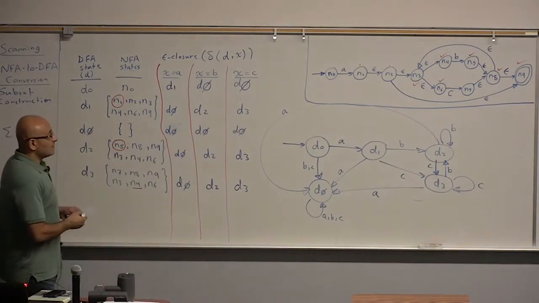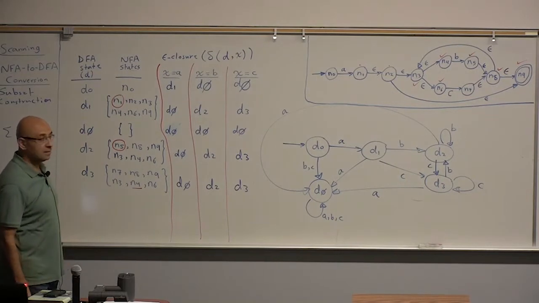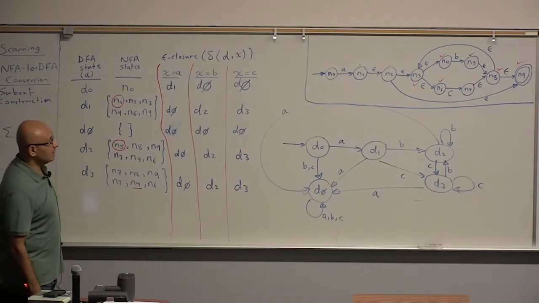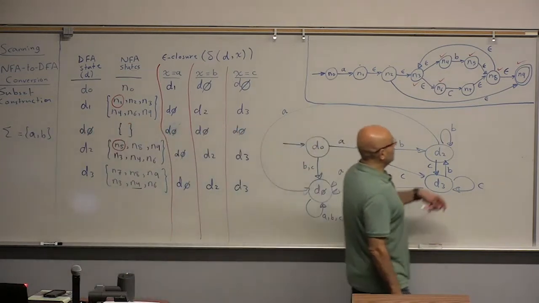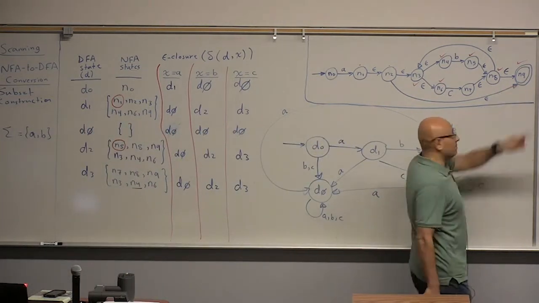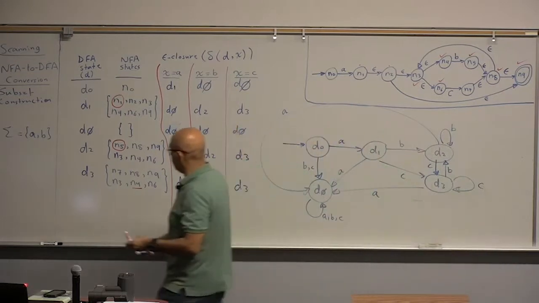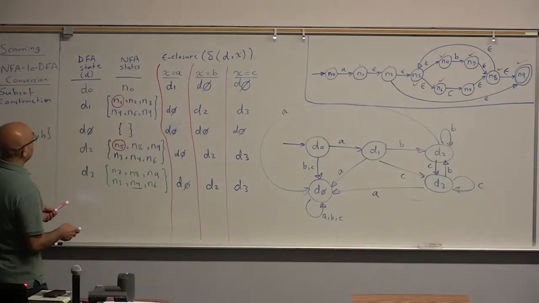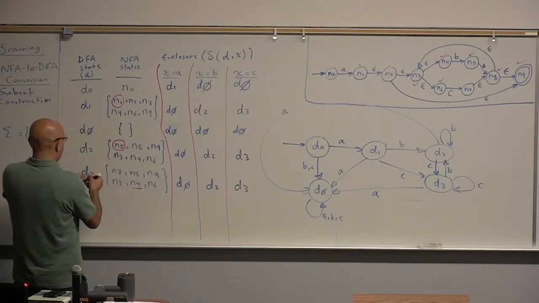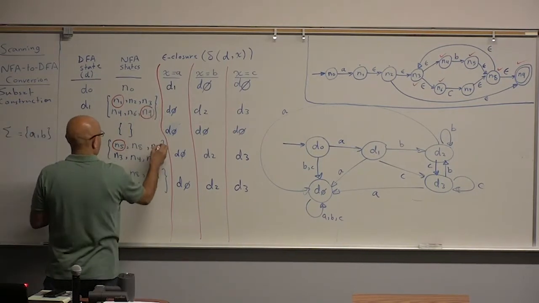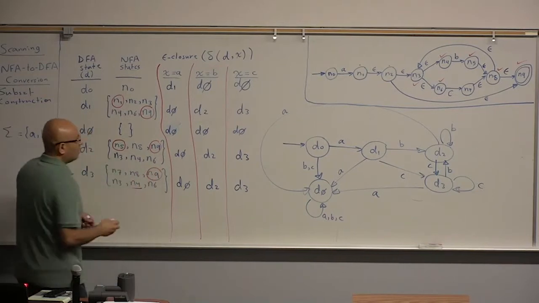Okay, so what's missing? Final states. So how do we identify the final states? The states that have N9 in them. So any state that has N9 in it: D1, D2, and D3. The states that have N9 are final states.